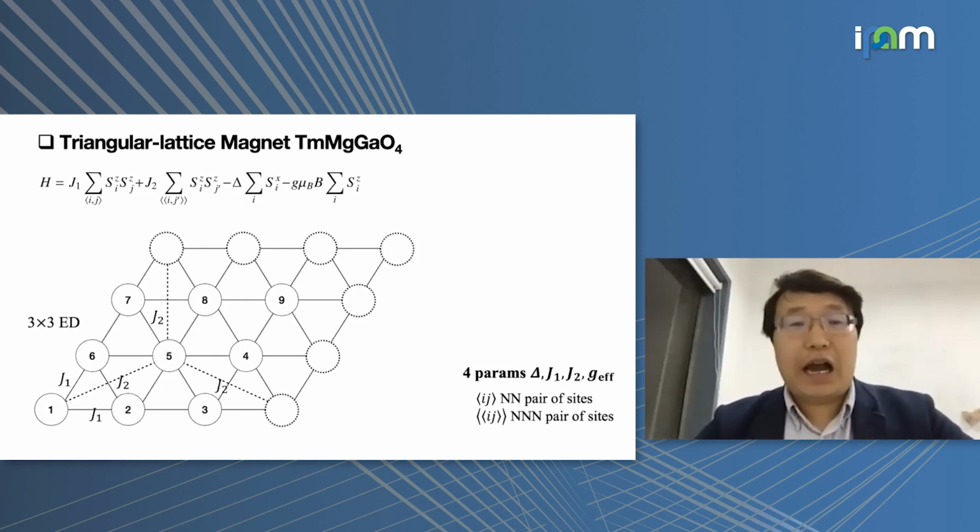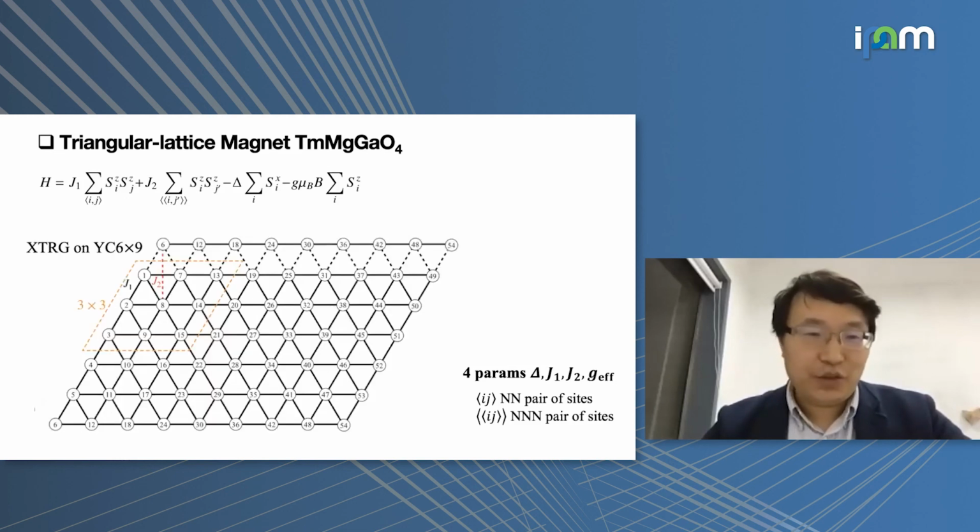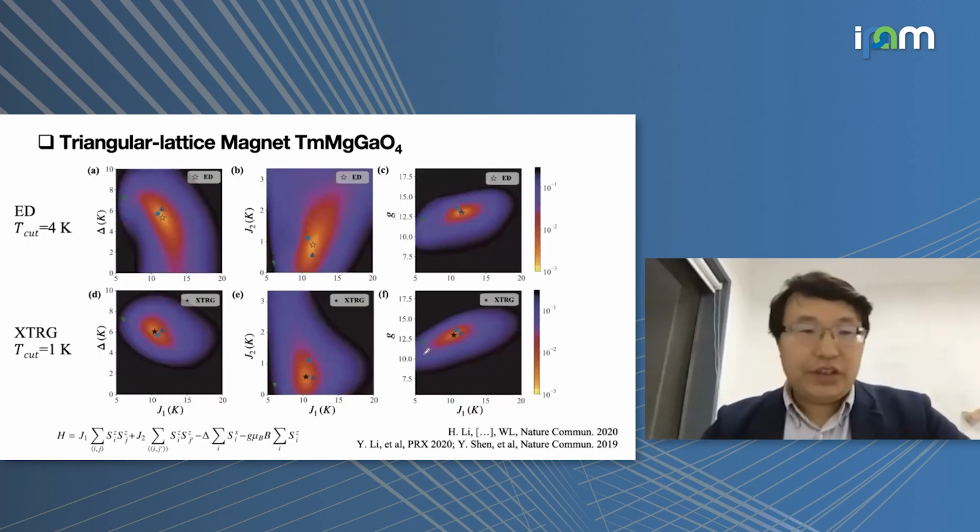So now let's use our automatic parameter search method to see if we can confirm this hand-tuned fitting. Okay, so again, we use 3 times 3 ED first, and then use a much larger system size, XTRG on YC 6 times 9. So these are the results. So with ED, the temperature cannot go very low because it's really a small system size. But we can see that we can already reasonably locate the J. The J should be around 10 Kelvin.